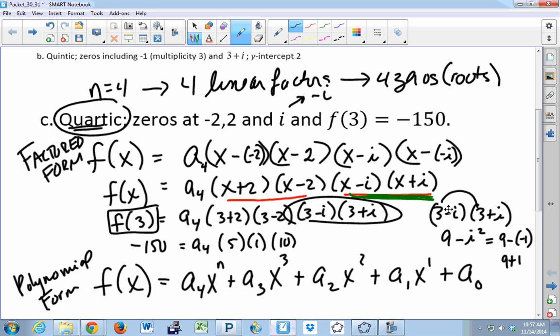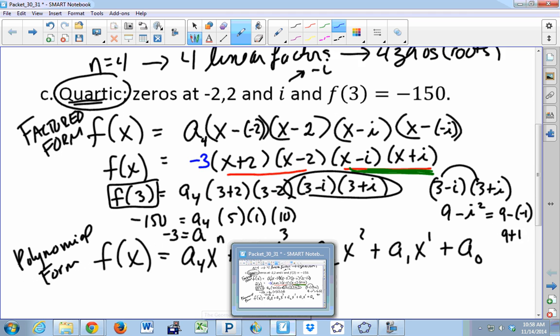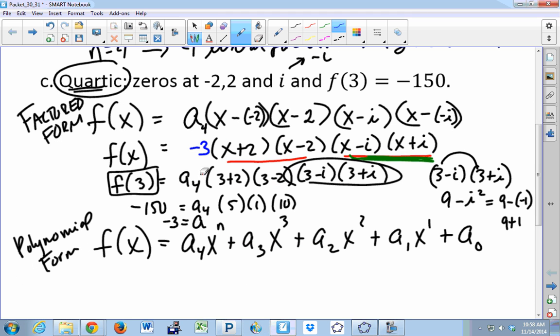So now we can solve for a because we get 50a equals negative 150. When we divide both sides by 50, we get a is negative 3. So in completely factored form, I asked you for both forms. You just substitute a negative 3 right here for a. And guess what? We know whatever the leading coefficient is in the factored form is exactly the same number here. So you know your first term here, negative 3x to the 4th. That's all you can tell right now.